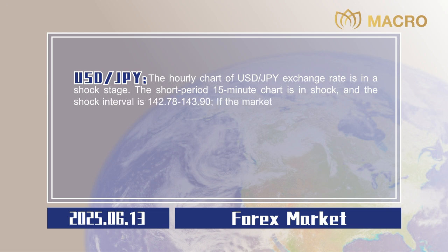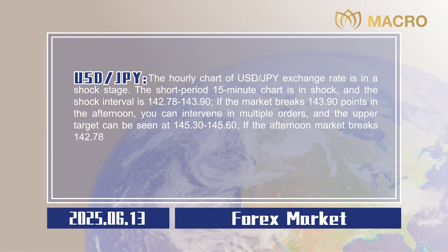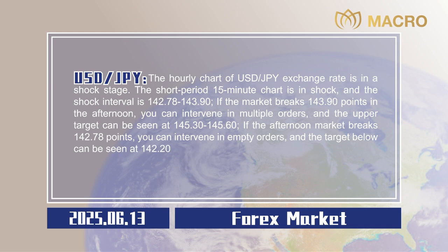If the market breaks 143.90 points in the afternoon, you can intervene in multiple orders, and the upper target can be seen at 145.30 to 145.60. If the afternoon market breaks 142.78 points, you can intervene in empty orders, and the target below can be seen at 142.20 to 141.80. Stop losses are all 20 points, 0.20.